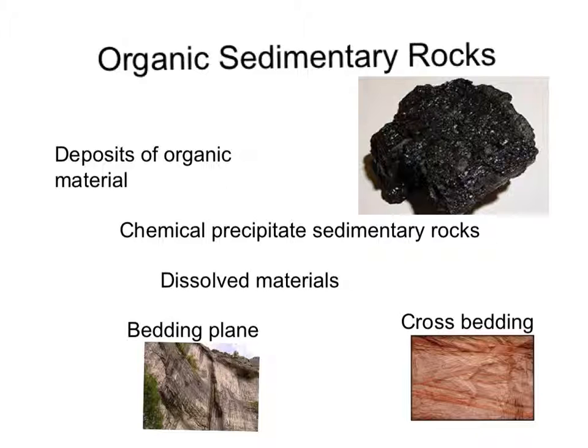Organic sedimentary rocks are rocks created from deposits of organic material such as carbon from plants. Coal is an example of this. Coal is created by partially decayed vegetation in swampy environments. Chemical precipitate sedimentary rocks are rocks created from dissolved minerals that have precipitated out of water. Limestone is an example of this.